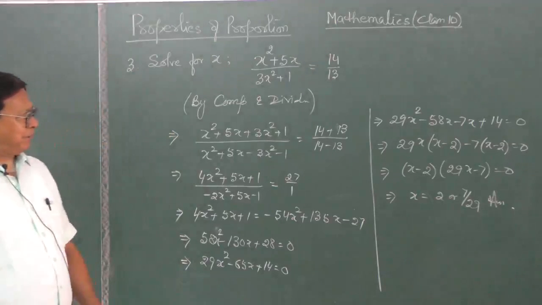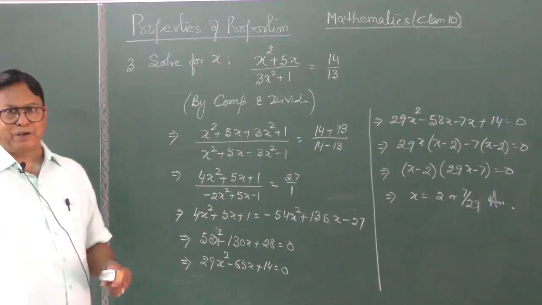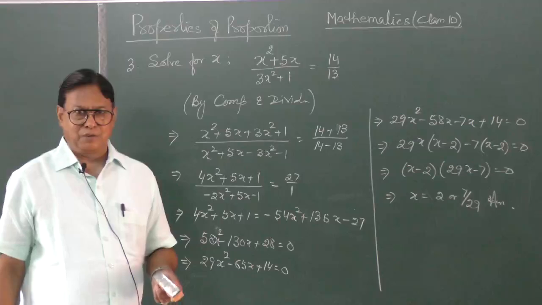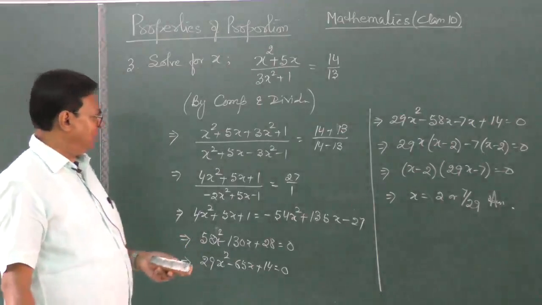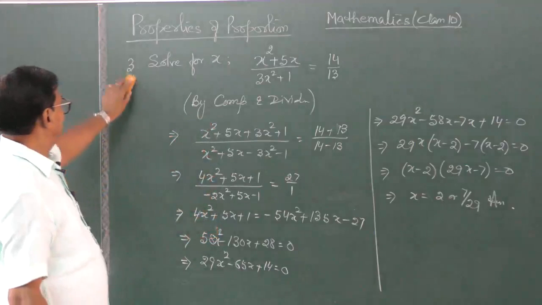So the two values of x, 2 or 7.29, make sure that you write both the values. Okay, whenever there is a quadratic equation, I have told you earlier, both the values to be written. So this is one, and I get into a tougher one like this. So number 4.